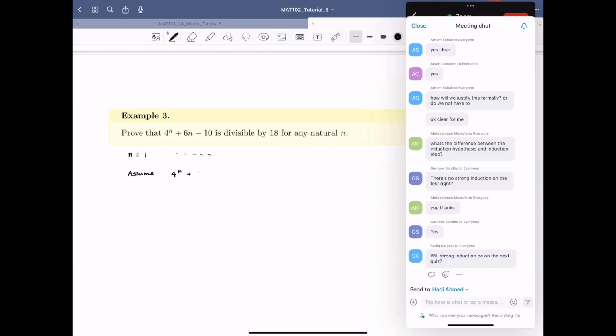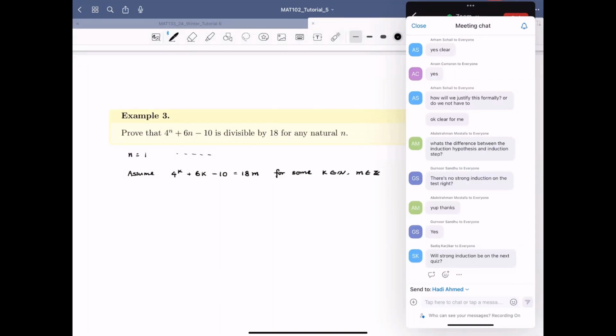4 to the k plus 6k minus 10 is divisible by 18. It's the same as equals to 18, let's say m, for some k in natural and for some m in integer. Okay? Divisible by a number means that it's a multiple of this number, so you can do that. It's gonna make your life easier. That's why I'm doing this. That's your IH.